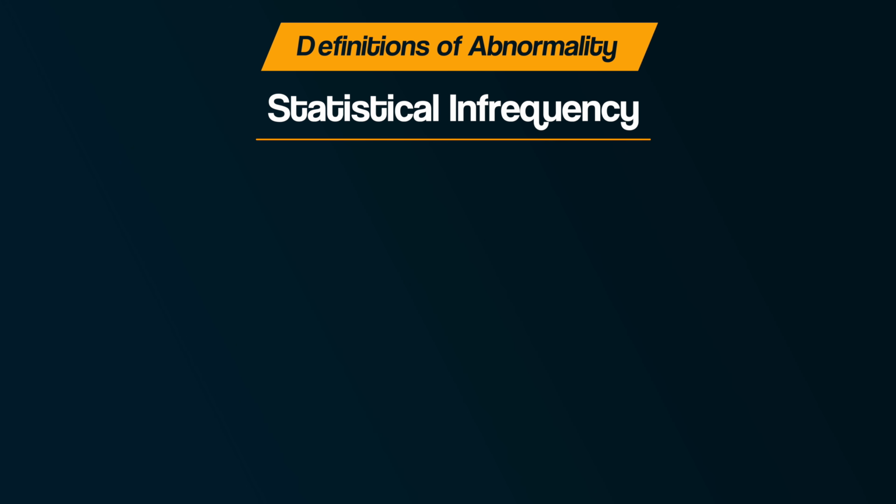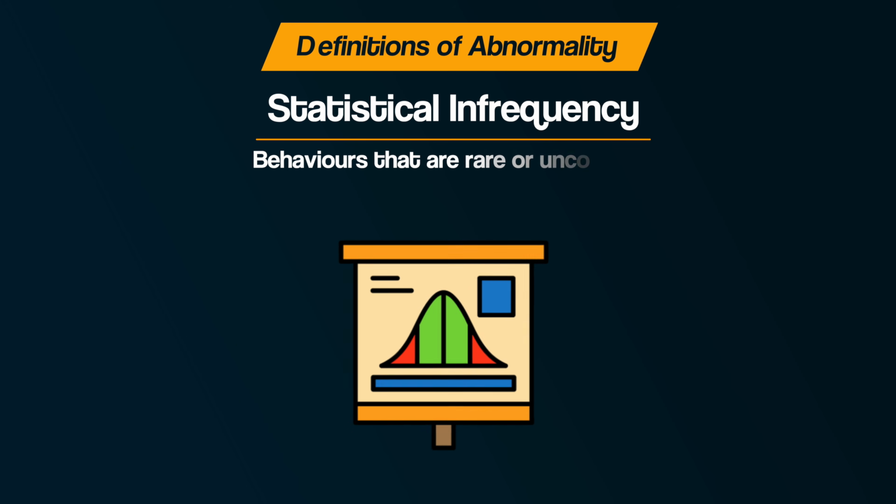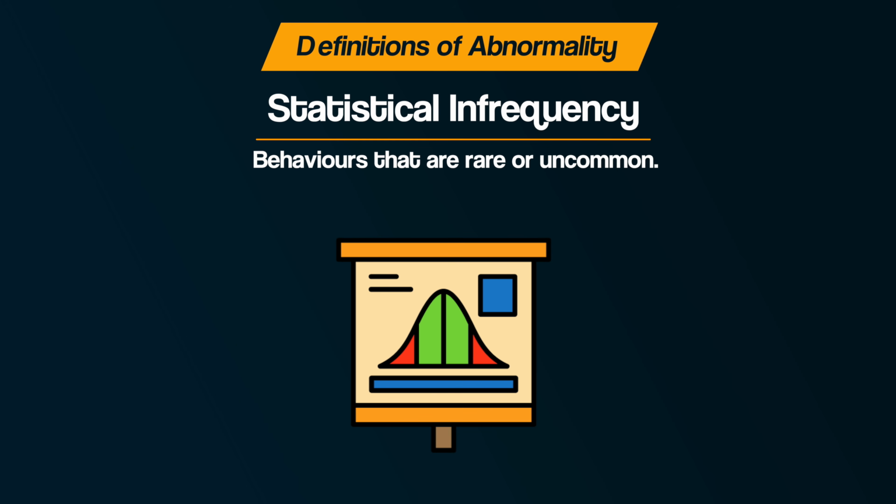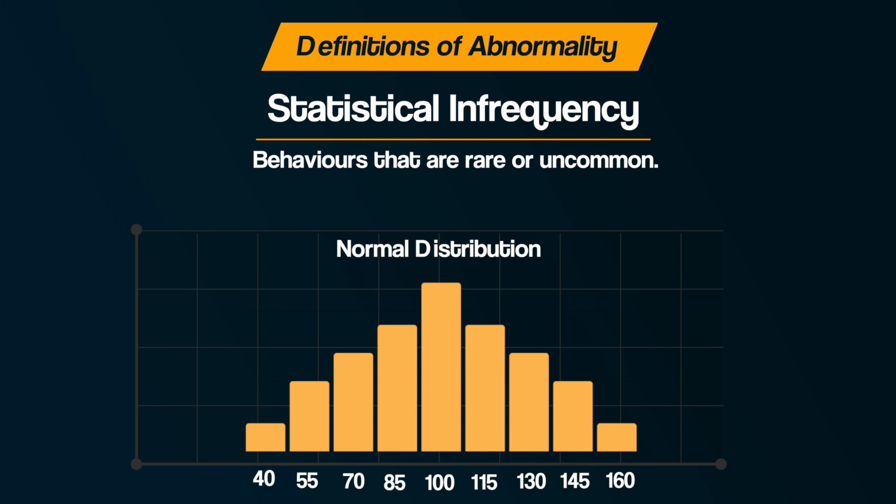Let's check your answer. Did you write down that statistical infrequency is about a behaviour being rare or statistically uncommon? For something more advanced, did you talk about a normal distribution, a bell-shaped curve, where the vast majority of the scores are in the middle, but the extreme scores, the anomalies, are on the edge? To be statistically abnormal is to be 2 standard deviations away from the mean.